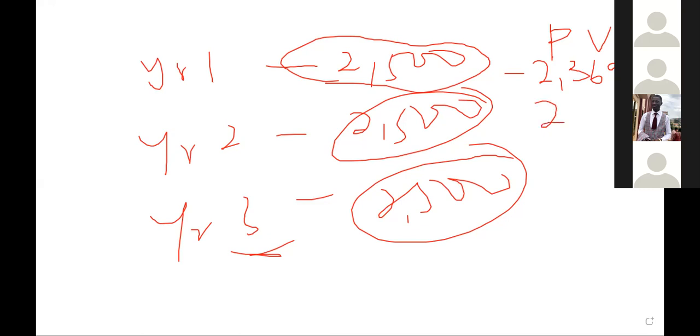It means if somebody tells you, I'll give you 2,500 cedis in 1 year, and another person tells you that I'll give you 2,500 cedis in 2 years, you should go for the first option because that one will give you a higher present value. Are you getting the point? Would you want the person to hold on to that money for that long? Because the more the person holds on to your money, it loses value. Is that not so? So do for the third year.